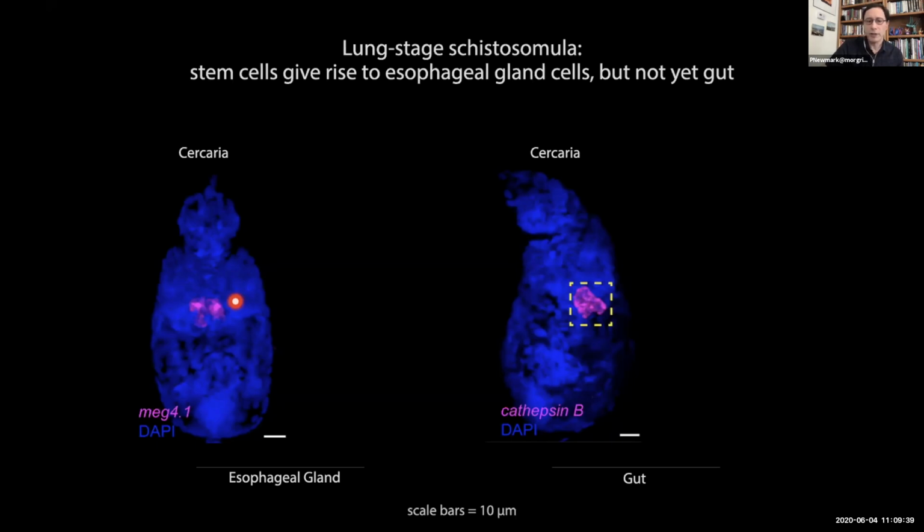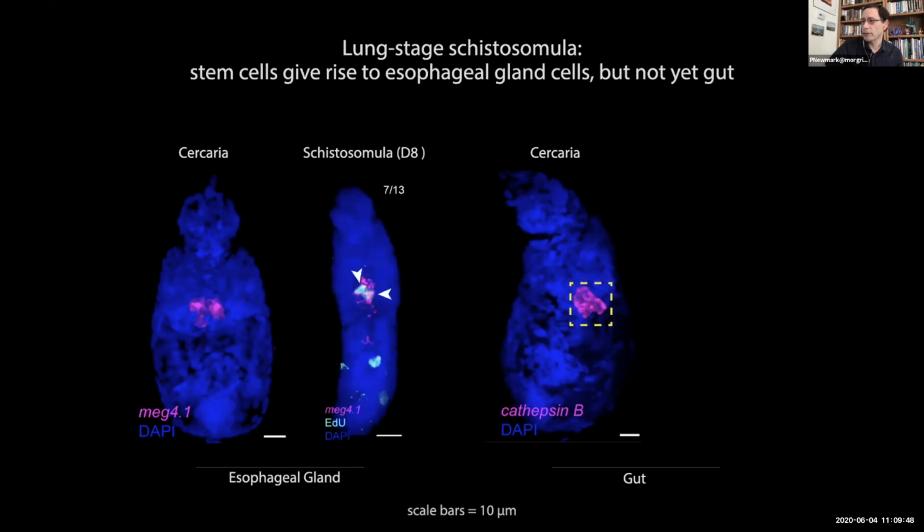So again, looking at the cercaria, what you see here is that this infective larva has a primordium for the esophageal gland, which expresses this gene MEG4, and the cercaria has a primordial gut expressing this gut marker cathepsin B. Now, if Jay harvests parasites after performing such an EdU pulse on the host, this is now taken from the lungs at day 8 of infection, what Jay is able to find is that about half the parasites he recovers actually show EdU incorporation into cells expressing the esophageal gland marker. So these cells have chased into the esophageal gland at the lung stage.